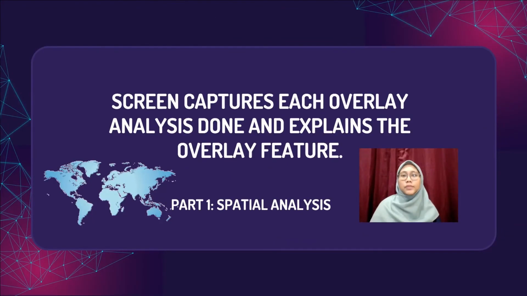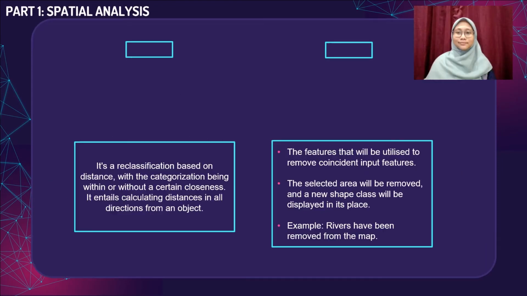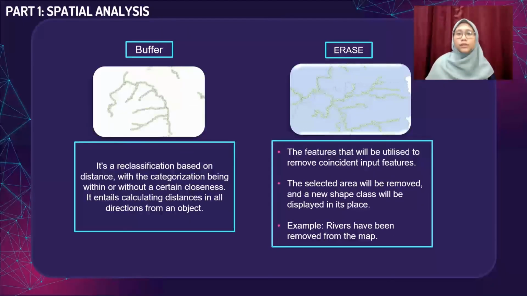Next is screen capture each overlay analysis done and explain the overlay feature. First is buffer. It is a reclassification based on distance, with the categorization being within or without a certain closeness, and it entails calculating distance in all directions from an object. And second is erase, the feature that will be utilized to remove coincident input features, and the selected area will be removed and a new shape class will be displayed in its place. For example, the river has been removed from the map.